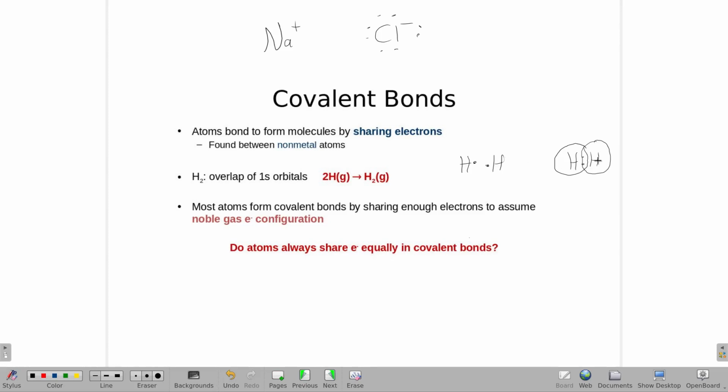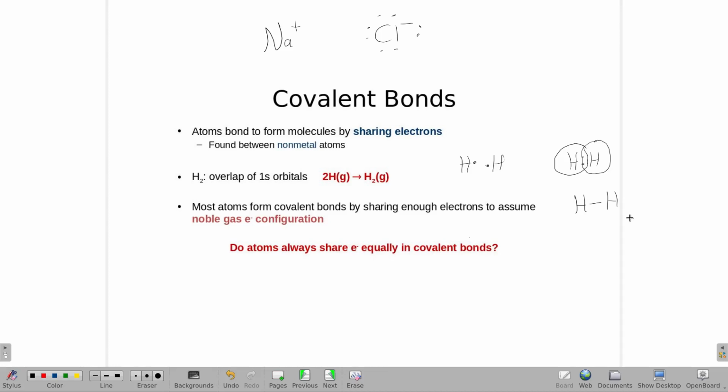We typically, rather than drawing like this, showed shared electrons with a single line. So if you think back to seeing times I've drawn nice little stick figures like that, that line was always showing a covalent bond. And it's always representing 2 electrons, and they're being shared by both those hydrogens.